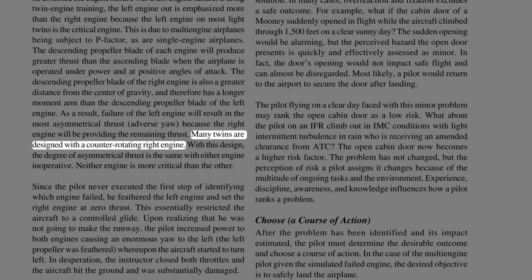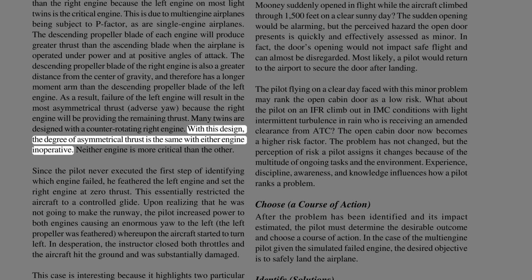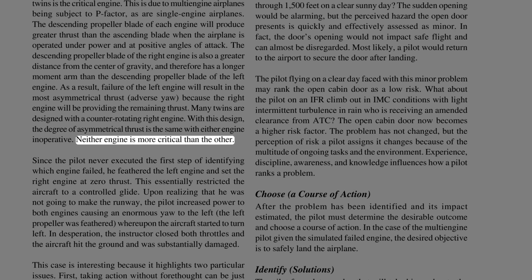Many twins are designed with a counter-rotating right engine. With this design, the degree of asymmetrical thrust is the same with either engine inoperative. Neither engine is more critical than the other.